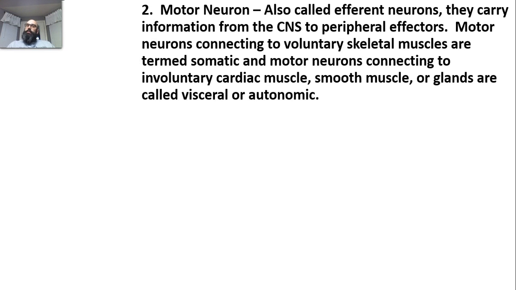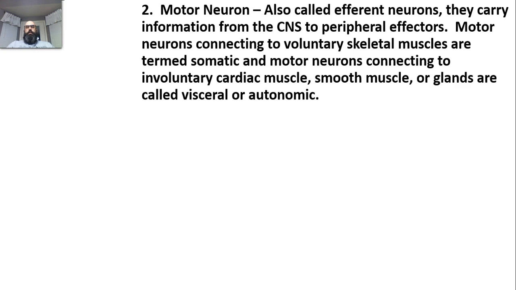The second classification based on function are motor neurons. Motor neurons are also called efferent neurons because they carry signals out of the central nervous system to structures in the body, usually to exhibit responses. Motor neurons are connected to voluntary skeletal muscles. There's also the involuntary responses, such as those that are connected to the cardiac muscle, smooth muscle of your intestines, and your blood vessels and things like that, or glands, to control the automatic responses within your body.